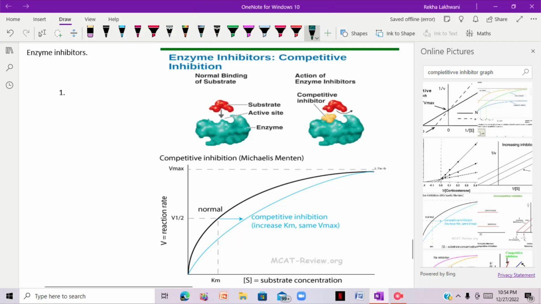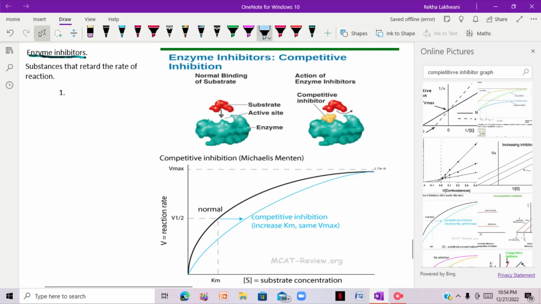So they will look at the enzyme inhibitors. Now, what are basically enzyme inhibitors? Basically, inhibitors are the substances that retard the rate of reaction. Actually, they slow down the rate of reaction. Substances which retard the chemical reactions are known as enzyme inhibitors, right?